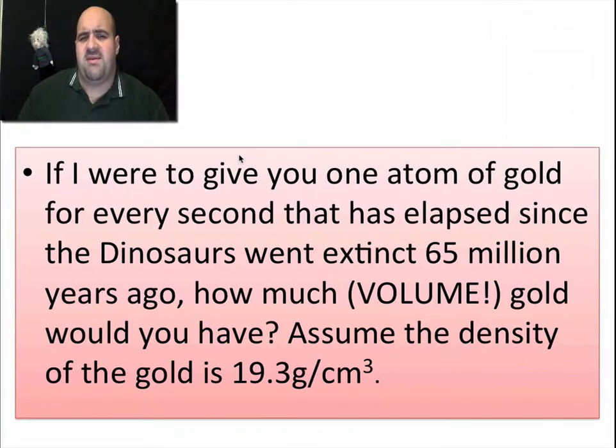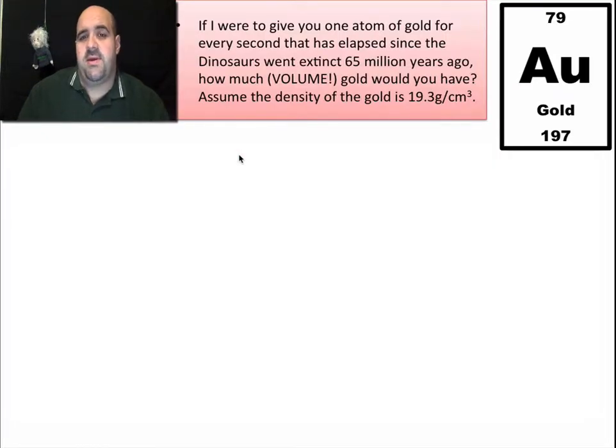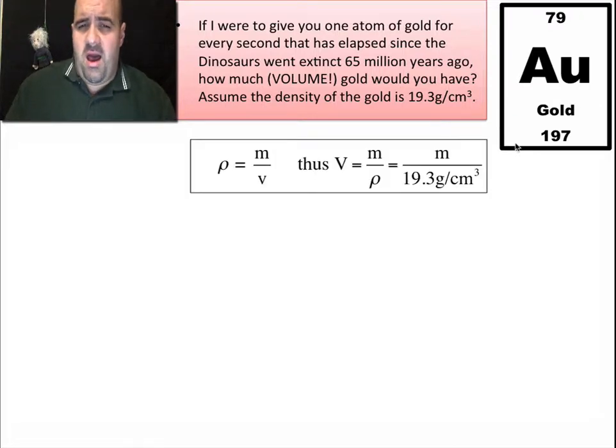Hopefully this is evoking a formula you might want to use. So we have the periodic table box for gold, and we rounded this to 197. So 79 protons, 197 grams per mole. Hopefully we're seeing that we should be using a density formula. Density equals mass divided by volume. And if you rearrange this, you bring the V up, bring the rho down, volume equals mass divided by density.